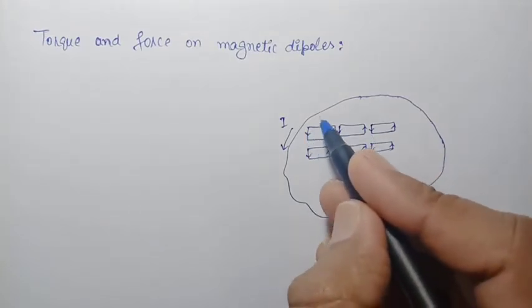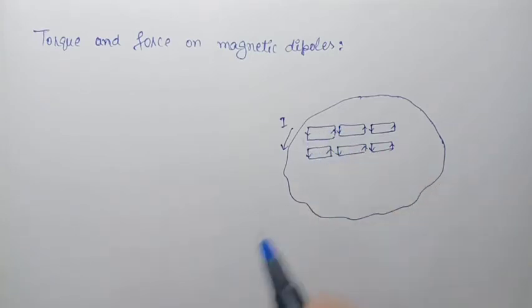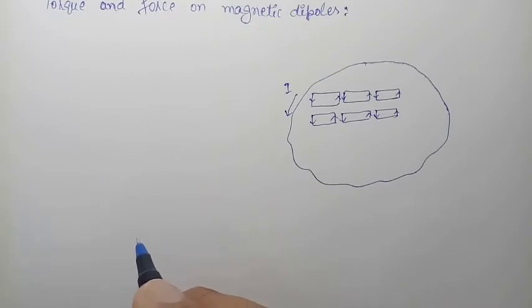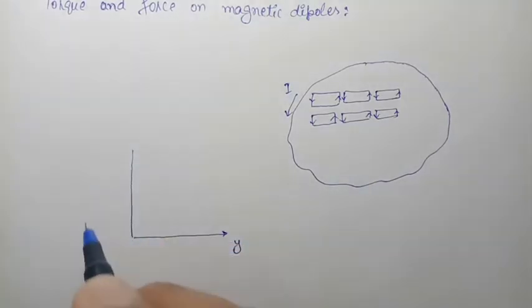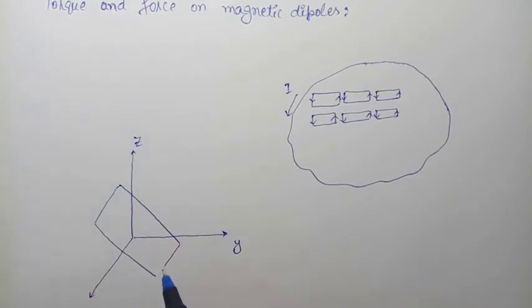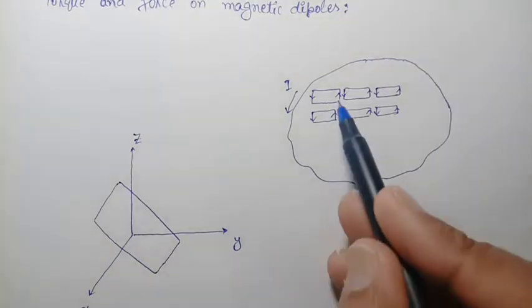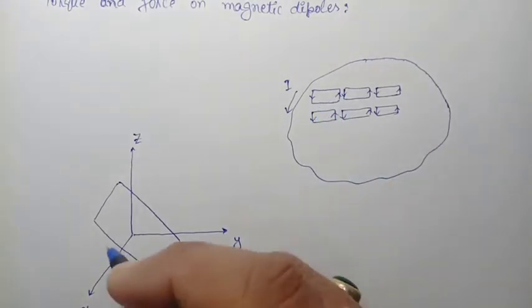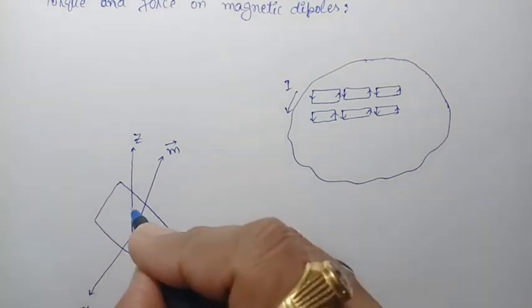Now here, suppose we apply the magnetic field and we want to see this rectangular loop, this first one only. Then suppose this is Y, this is Z, and this is X here. Now here, this is a rectangular loop. That is, when we apply the magnetic field on this first rectangular loop, then it will rotate like this. And suppose here this is a magnetic moment M, and suppose this angle is theta.